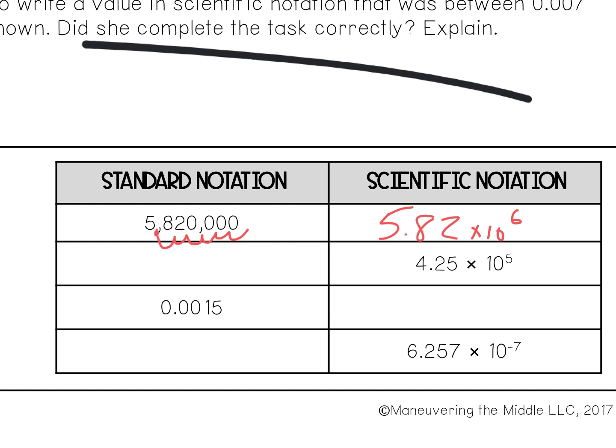Now it's asking to go the opposite direction. So which way do I move the decimal for a positive? Right. 1, 2, 3, 4, 5. So how many zeros do I need after my number? 5? 4? 3. How many were right here? 2. 2 out of the 5. So we need 3 zeros. So 4, 2, 5, 0, 0, 0.